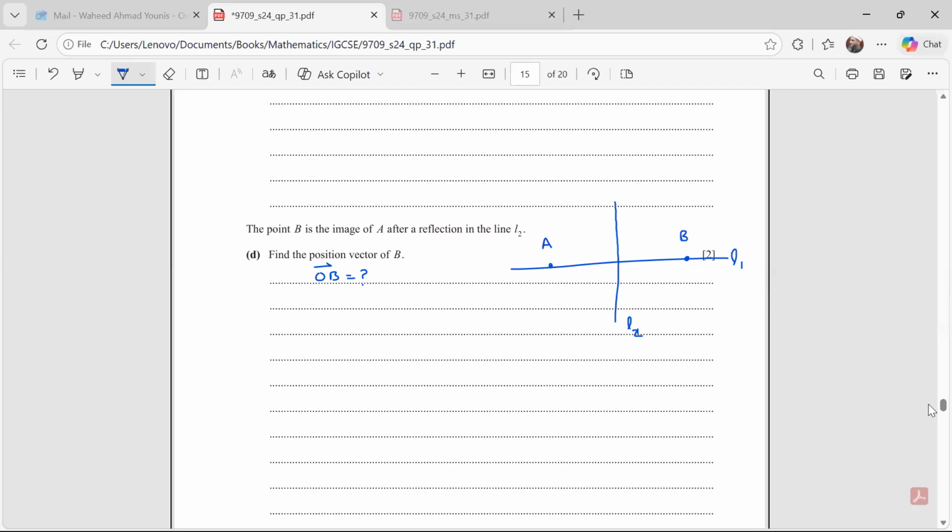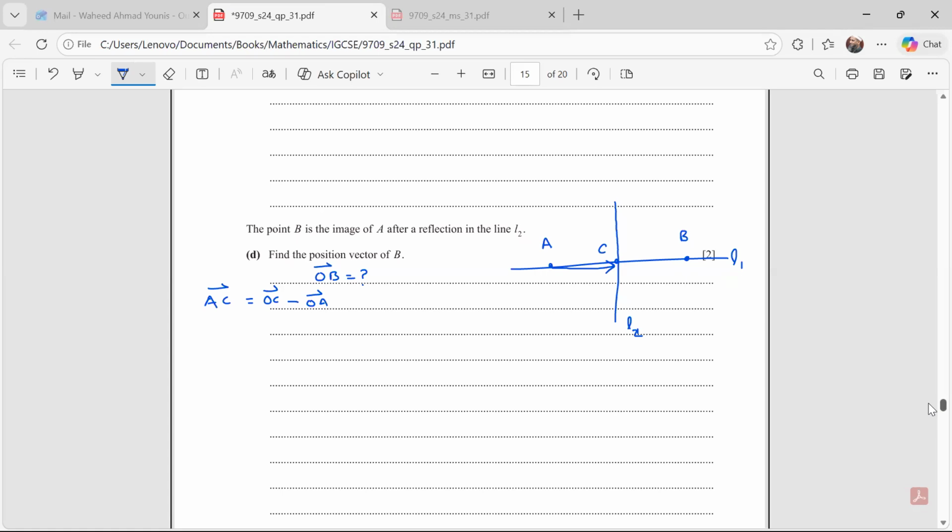Let me call this point C, the point of intersection of these two lines. So can I find the AC vector? I want to find the AC vector from here to here. AC vector is OA plus AC, yeah, this is OC minus OA. Now, we found this point of intersection before.